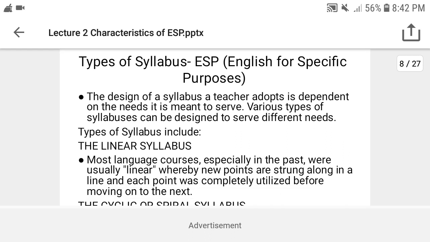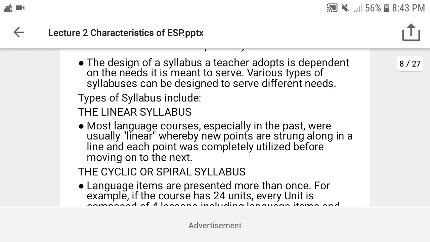Types of syllabus. ESP, English for specific purposes. The design of a syllabus a teacher adopts is dependent on the needs it is meant to serve. Various types of syllabuses can be designed to serve different needs. Types of syllabus include the linear syllabus. Most language courses, especially in the past, were usually linear, whereby new points are strung along in a line and each point was completely utilized before moving on to the next.